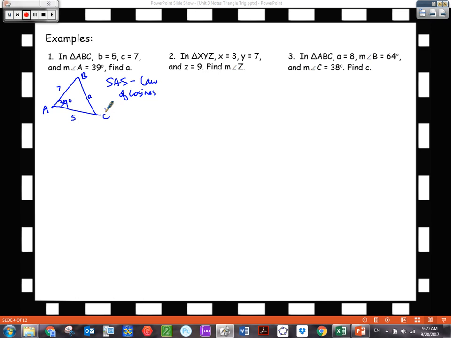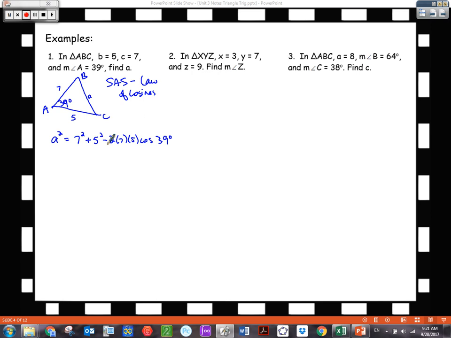So when we set up law of cosines, we have to really be aware. We need to be sure that the angle that we're using, that we start off with the side opposite. So A squared. Then it doesn't really matter what order we put the other sides in. So A squared equals 7 squared plus 5 squared minus 2 times 7 times 5 cosine of 39 degrees.